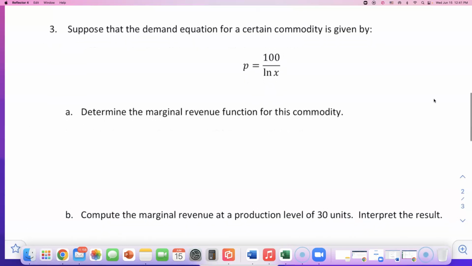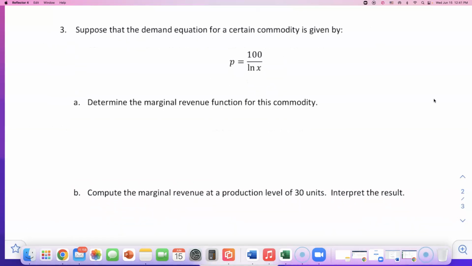I couldn't be too creative with number 3. I tried to find similar problems in your textbook, but I really couldn't find one, so I just changed something minor, and I am going to go over this example. This should be similar to your number 3 on the application quiz. It says, suppose that the demand equation for a certain commodity is given by P equals 100 over natural log of X. Determine the marginal revenue for this commodity. How do you do that?